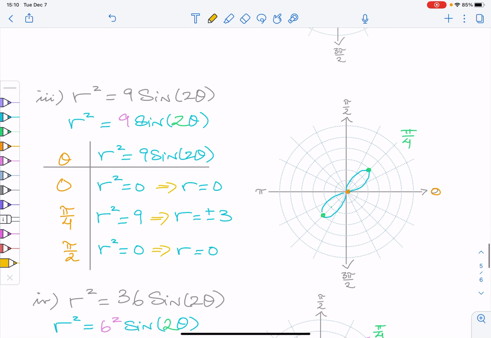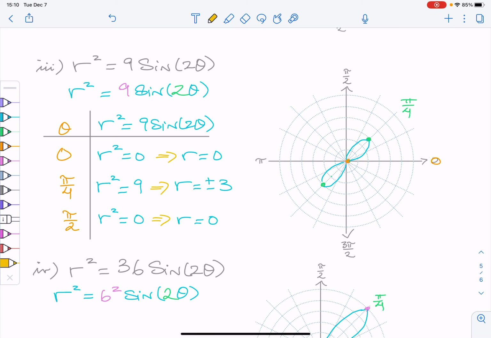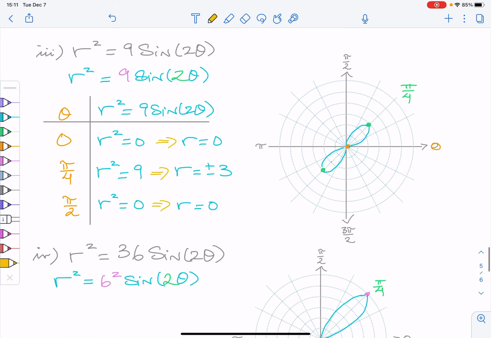For sine, however, let's try r squared is 9 sine of 2 theta. So once again, let's start with 0. Well, sine of 0 is 0, so r squared is 0. So we have 0 along theta equals 0. At pi over 4, 2 times pi over 4 is pi over 2, which means that sine of pi over 2 is 1, so we get r squared is 9. So at pi over 4, we get plus or minus 3 as our radius. Okay, where was I? And then once again at pi over 2 times 2 will be at pi, we're back at 0. So we just go back and forth.